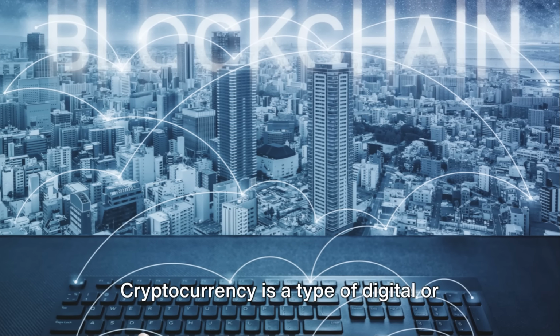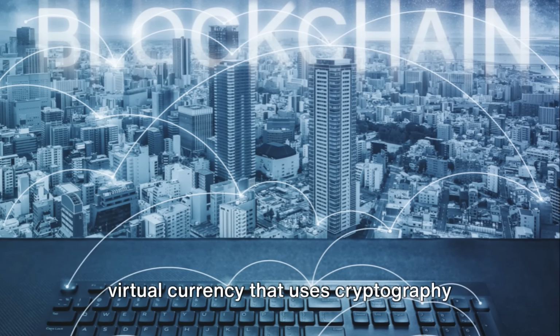Cryptocurrency is a type of digital or virtual currency that uses cryptography for security. Unlike traditional currencies issued by central banks, cryptocurrencies operate on technology called blockchain, which is a decentralized system spread across many computers. One of the most significant advantages of cryptocurrencies is decentralization. This means that they are not controlled by any government or financial institution. This gives individuals full control over their money and eliminates the need for intermediaries like banks.